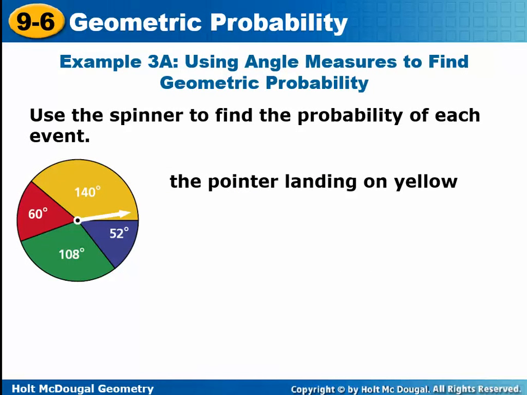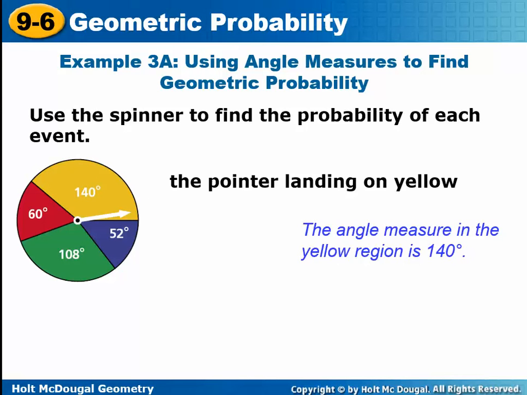All right, let's go to some spinner kind of questions. It says, what is the probability that the pointer will land on yellow? We can see that this sector here is 140 degrees. Every single circle is made up of 360 degrees total. So we would take the degrees in that yellow, in the event that you're trying to find the probability of, over 360, and then simplify.